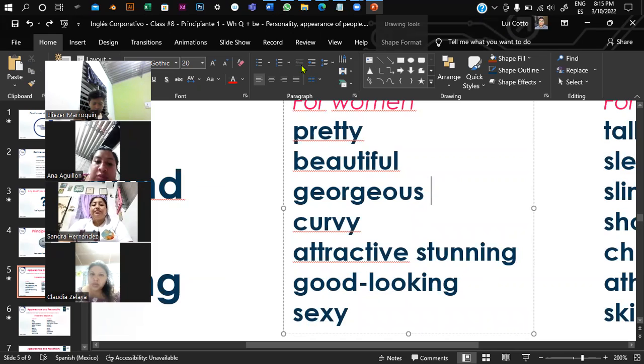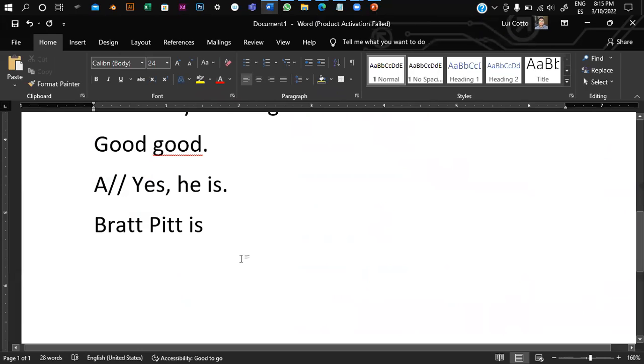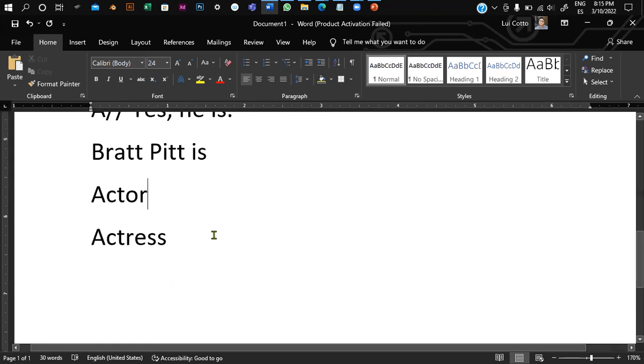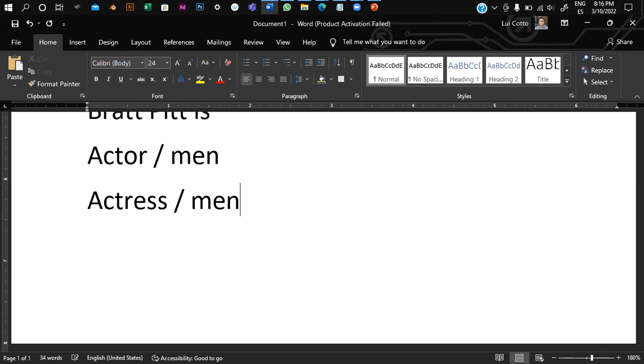Any actress that is gorgeous? Tell me more. Who is gorgeous in your opinion? Actress. Actor is for boys, for men, and actress is for women. Correct. Okay, this is for men and the other one is for women. Tell me who is gorgeous in your opinion? Which actress? I don't know.